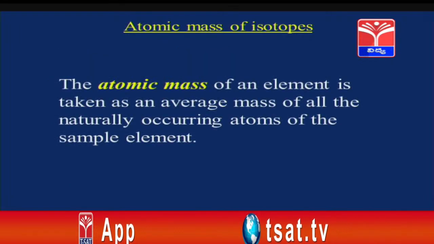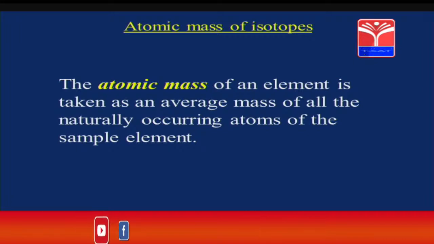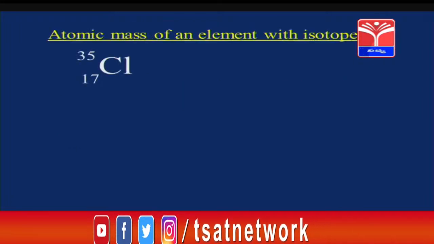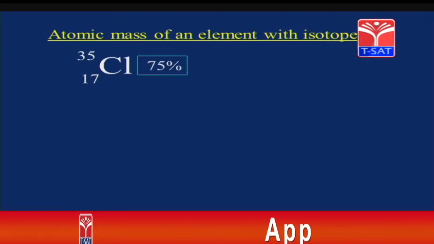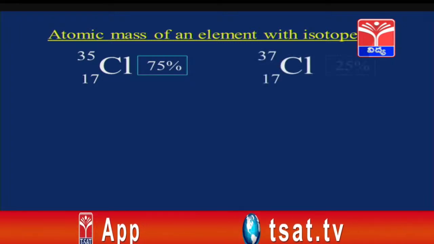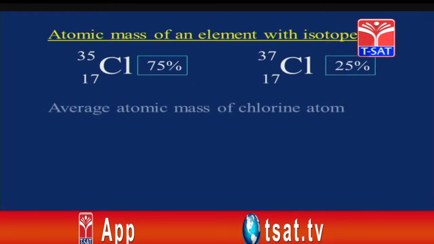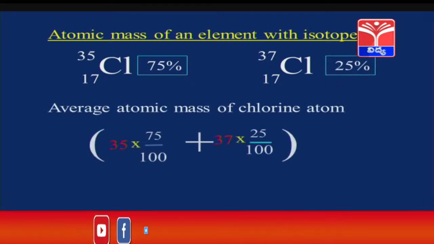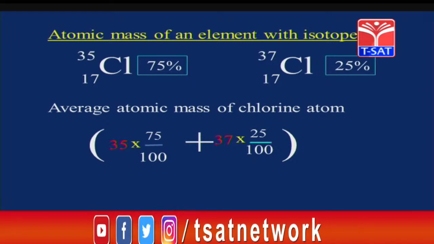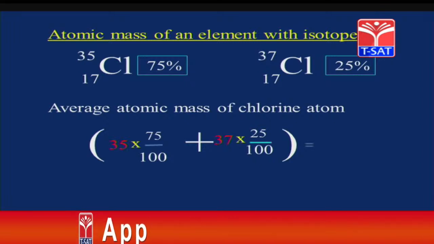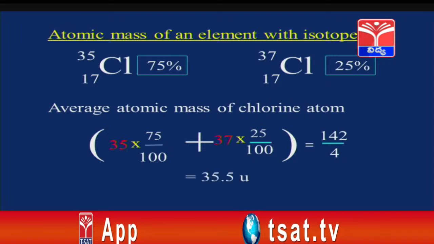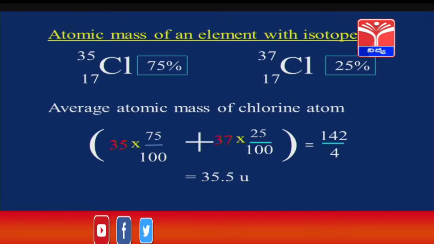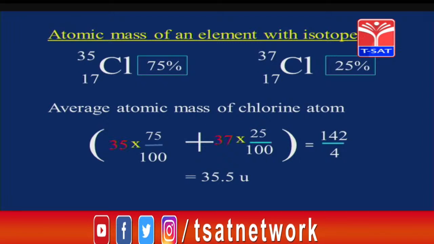The atomic mass of an element is taken as the average mass of all the naturally occurring atoms of the sample element. For example, chlorine-35 isotope has 75% natural occurrence and chlorine-37 has 25%. The average atomic mass of chlorine can be calculated using this average formula: 35 times 75 by 100 plus 37 times 25 by 100, that equals 142 by 4, which simplifies to 35.5 units. So the average atomic mass of chlorine is 35.5 units.